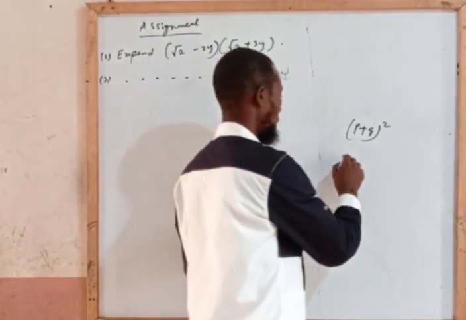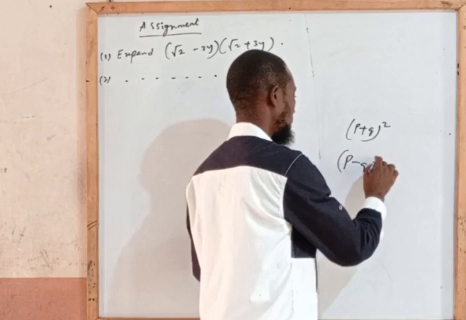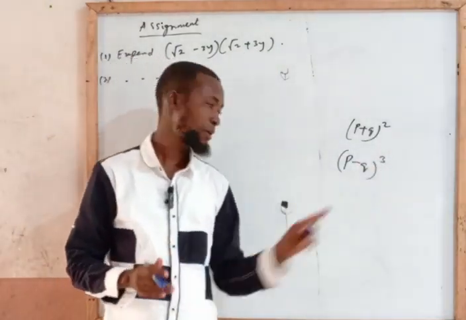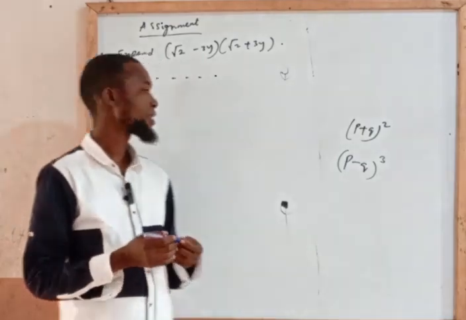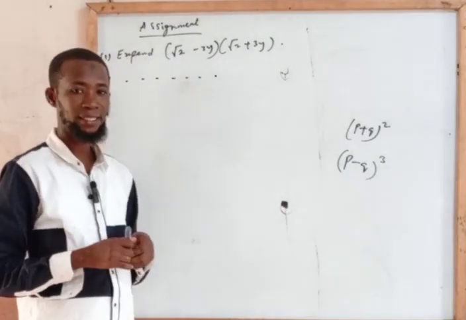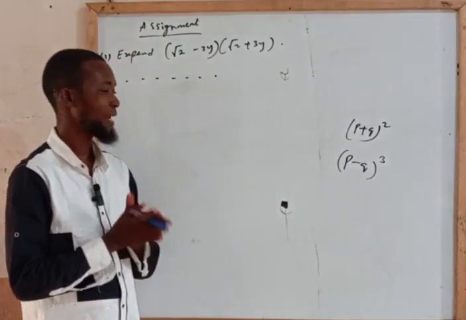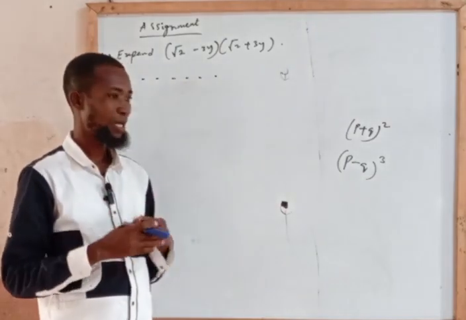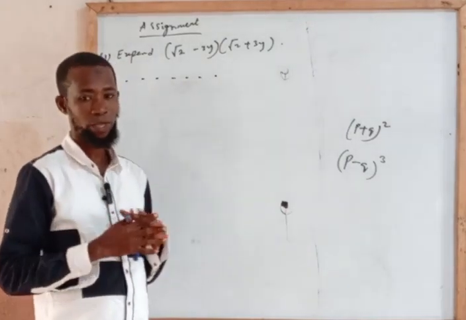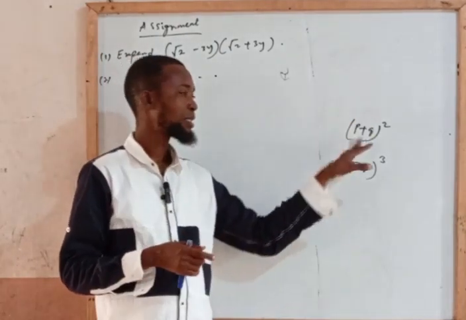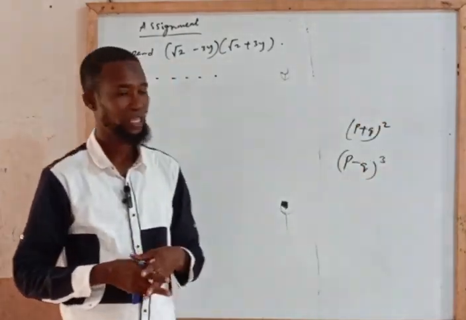And possibly, I can also have (P - Q) raised to power 3. Once it is dealing with power of 3, we refer to it as cubic identity. But for the time being, we are dealing with the square identity. We want to complete the square identity, then move over to our cubic identities, because we still have other identities higher than these two.